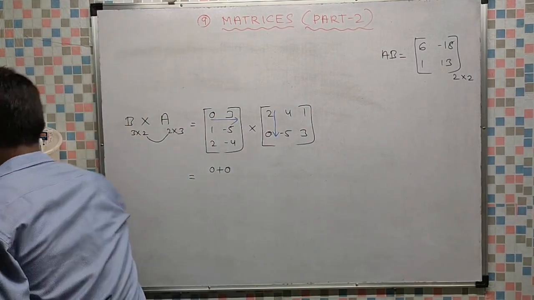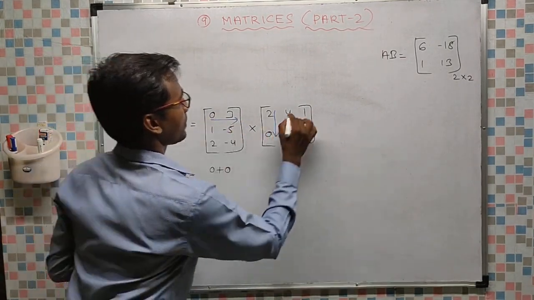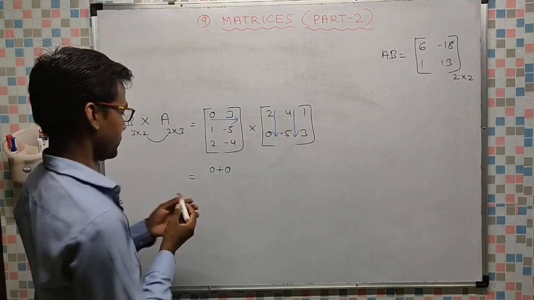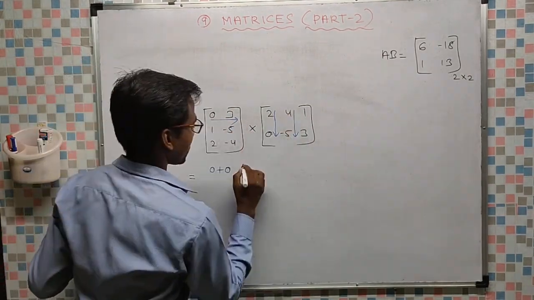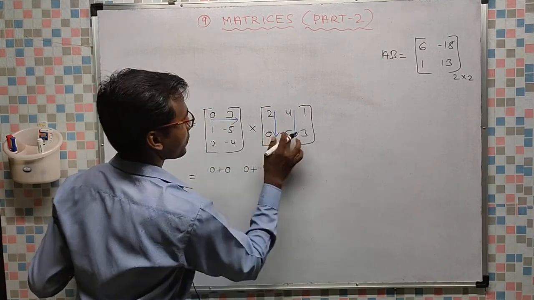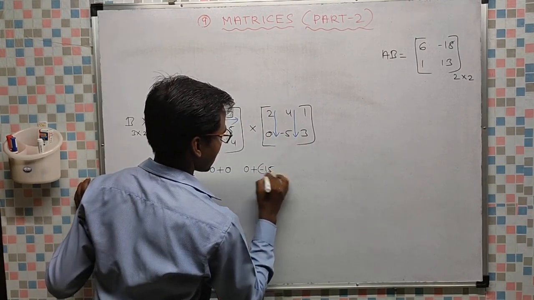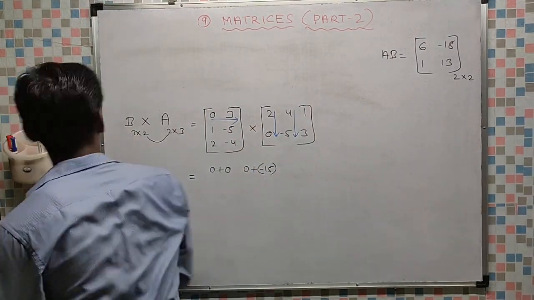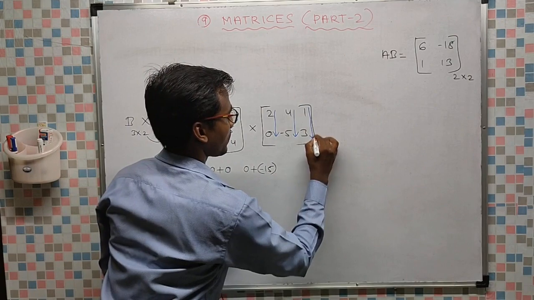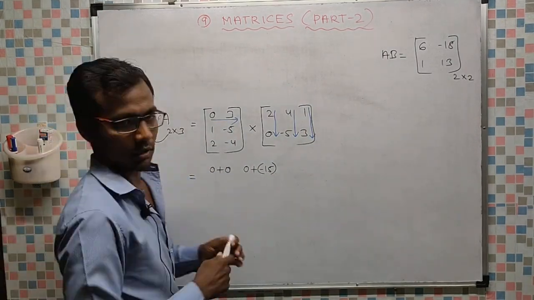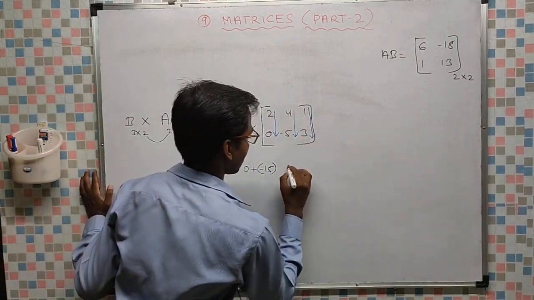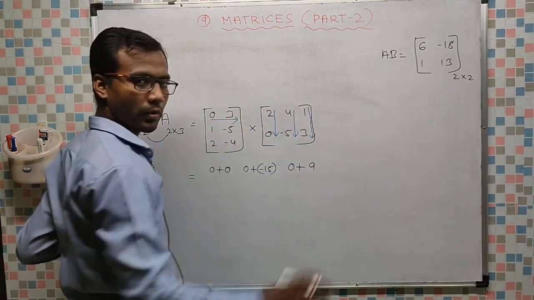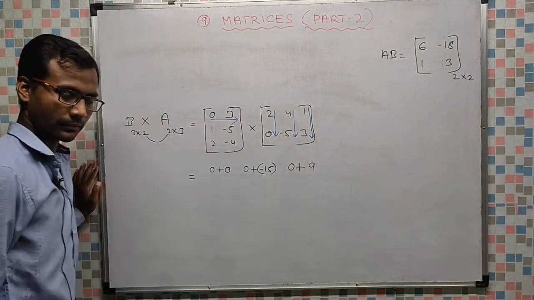Next, first row, second column. So 0 into 4 is 0 plus 3 into minus 5 is minus 15. Then first row into third column. 0 into 1 is 0 plus 3 into 3 is 9. All the columns are over. So first row is over.